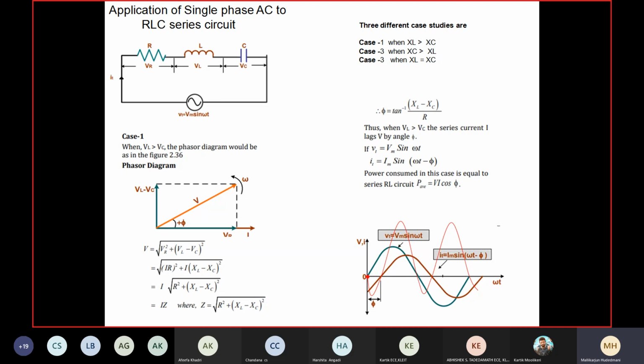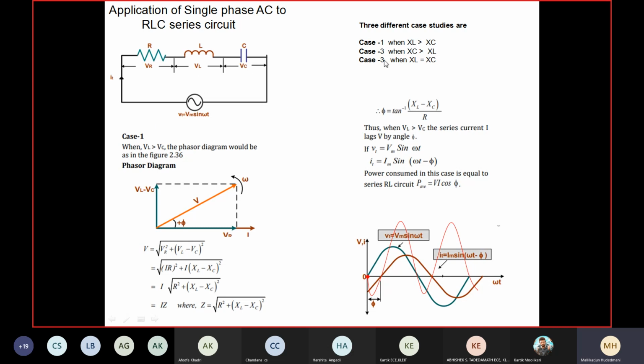So which is that state? Considering that, there are three different case studies. Case one, when XL is greater than XC, inductive reactance is greater than capacitive reactance; capacitive reactance is greater than inductive reactance; or both are equal to each other. These three case studies we have to consider one by one. Let us take the first one. When an RLC series circuit is connected to an alternating source of energy, for a specific study, if inductive reactance is dominating over capacitive reactance, then I can say the circuit is inductively dominated. That study pertains to case 1. Let us view case 1.